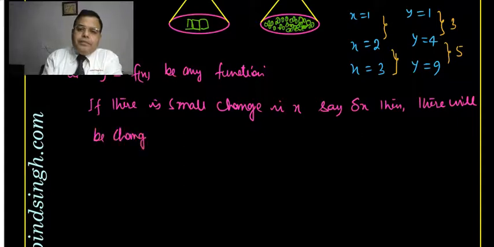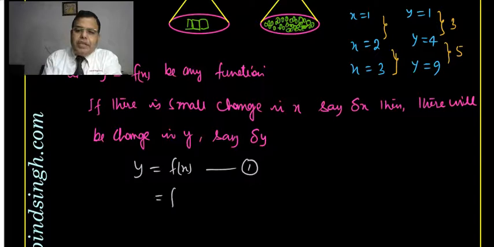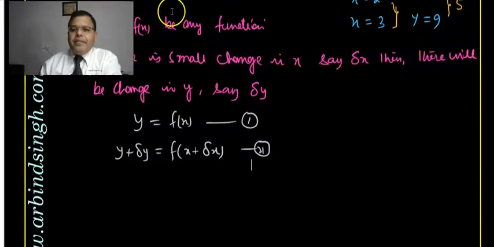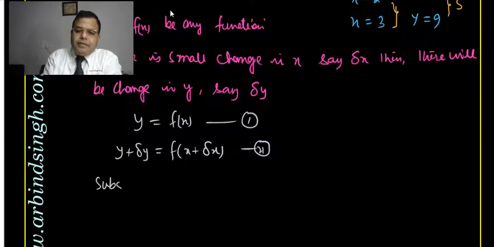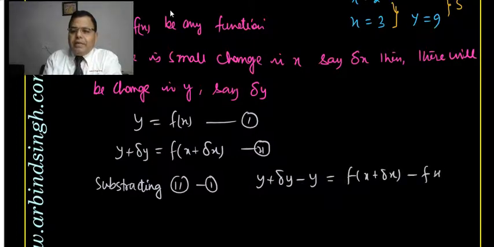Corresponding change in y, say delta y, a small change in y. So y is equal to f(x) becomes y plus delta y. So y is a function of x, and if there is a small change in x, x plus delta x, then there is a change delta y as well. This is the second equation. Now if I subtract the second minus the first, we have y plus delta y minus y is equal to f(x plus delta x) minus f(x), isn't it?